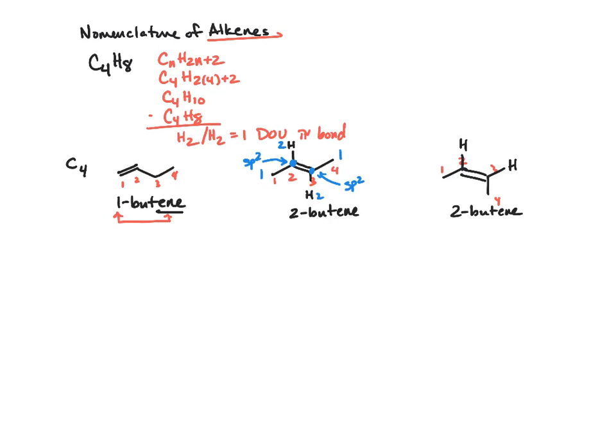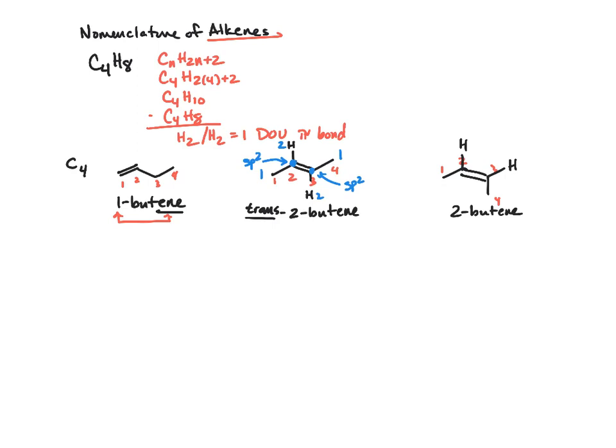So you can see the 1s are on opposite faces. So what we have to do is then specify that in the name. So before the 2-butene, we're going to put trans. So trans in this case means opposite. So this we have trans-2-butene.